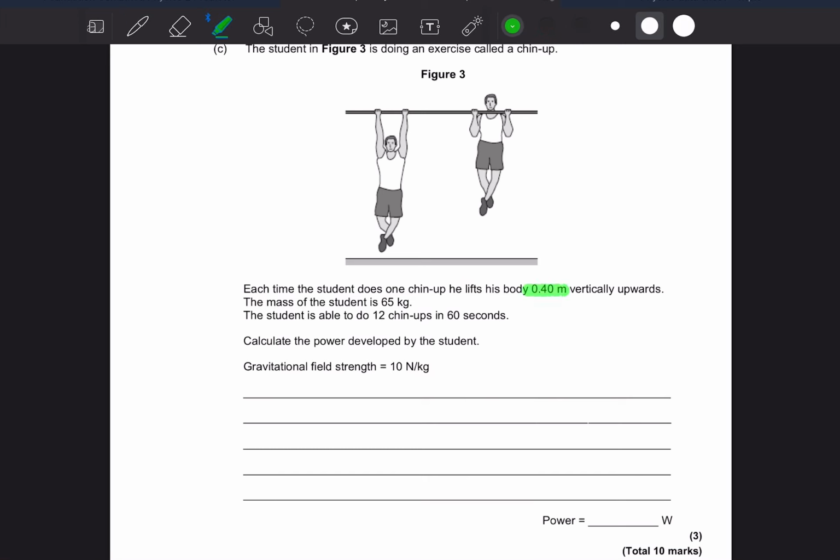So we have got a height, because it says it is moving vertically upwards. So we've got a height. Could also be a distance, I suppose. We've got a mass of 65 kilos, so I'll label that as the mass. And it said the student is able to do 12 chin-ups in 60 seconds. So we've got a time. And we've also got the fact that he's doing 12.